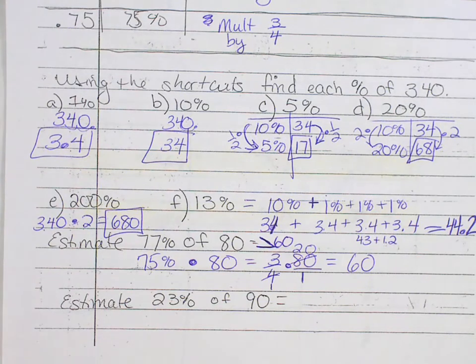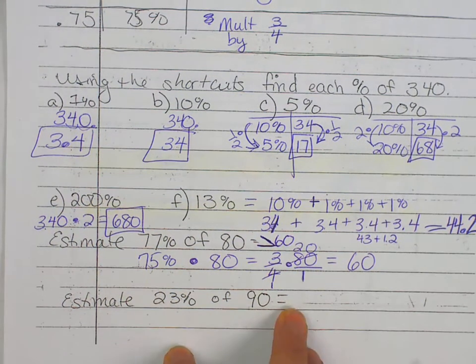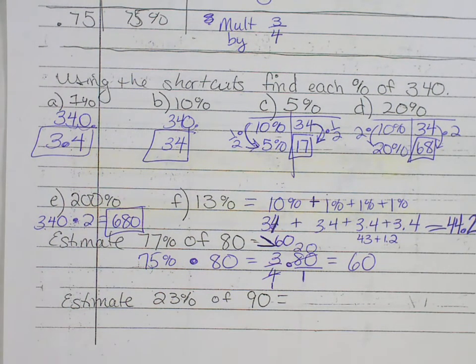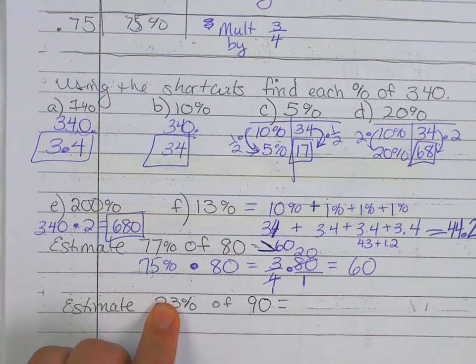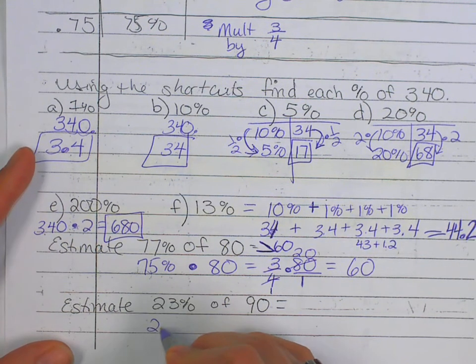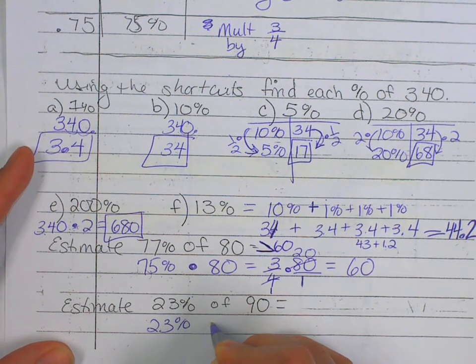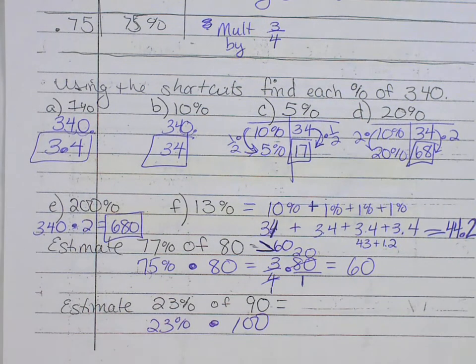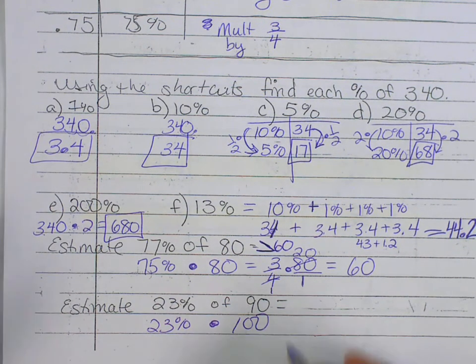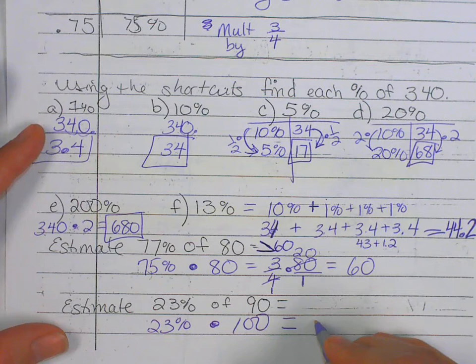Okay? If I'm going to estimate 23% of 90, there's a couple ways I could do it. I could estimate the 90 and change it, or estimate the 23%. You know what I'm going to do this time? I'm going to keep this 23%, and I'm going to change it to a number close to 90, like 100. Because when I do percents of 100, percent's already out of 100, isn't it? So that just means it's 23.